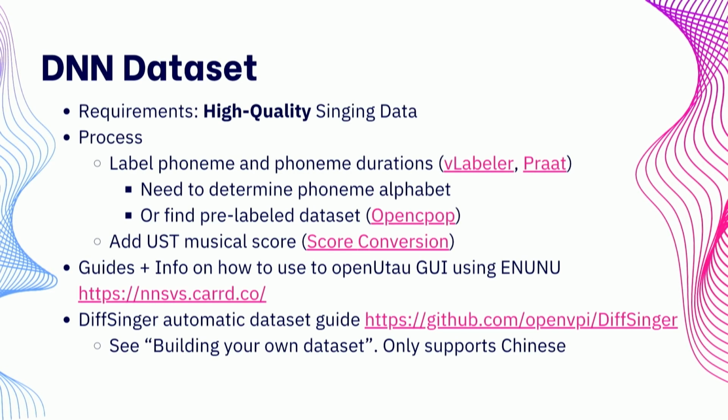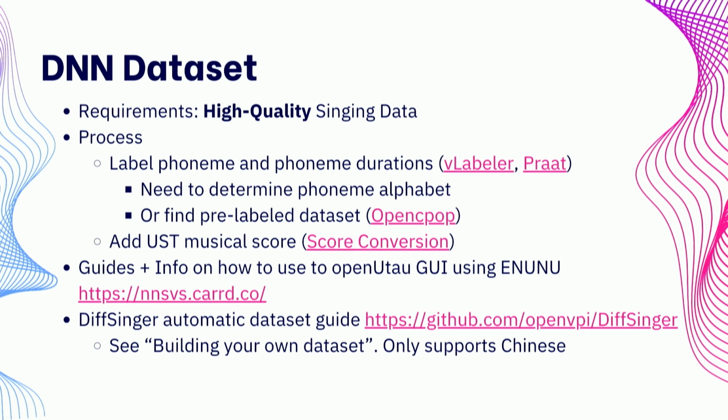Now, for the deep neural networks, as you might imagine, it's a little bit trickier. The main requirement is to have high-quality singing data, which sometimes can be really hard to get. Then the next thing we need to do is go in and label all the phonemes and the phoneme durations. This can be quite challenging as it requires really precise timing to make it work well. There are tools like VLabeler and Prot that make this significantly easier. But the first thing we need to do when labeling is determine which phonetic alphabet we're using. There are choices like ARPAbet, IPA, and Pinyin, depending on which language you're trying to use.